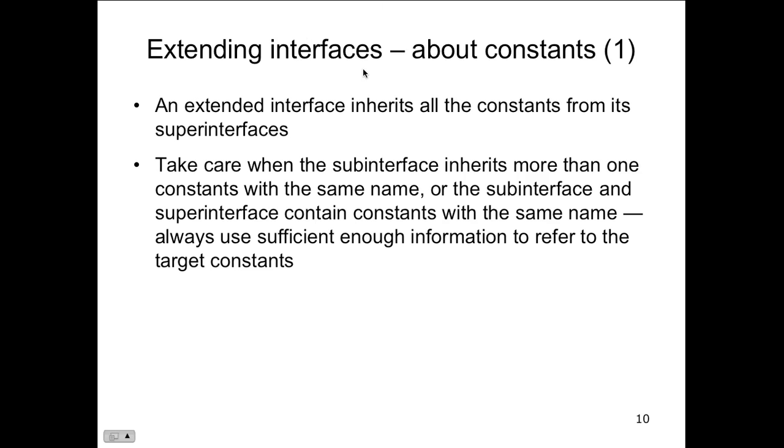So in terms of extending interfaces, a little word about the named constants identified in the beginning. An extended interface inherits all of the constants from its super interfaces. So all of those variables that we defined up front, those public, static, final, named constant variables are all inherited in all of the other interfaces, which comes in handy. So take care when a sub-interface inherits more than one constant with the same name. You could have a problem. Or when the sub-interface and the super interface contain constants with the same name, always use sufficient information to refer to the target constant.